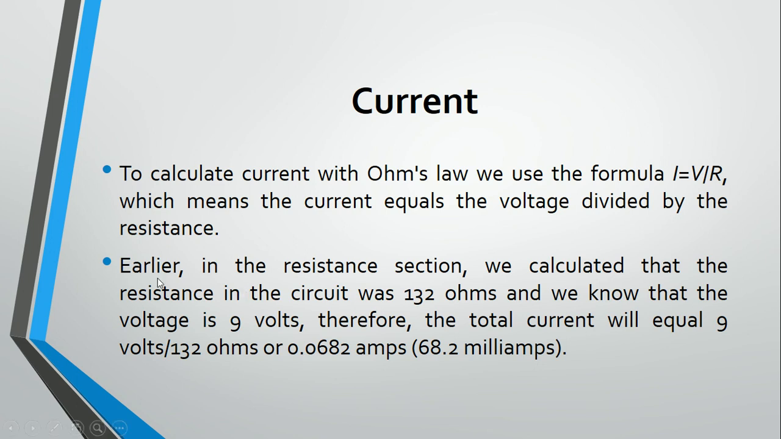Earlier, in the resistance section, we already calculated that the resistance in the circuit was 132 ohms, and we know that the voltage is 9 volts. So the formula is V over R, 9 divided by 132 ohms, or 0.682 amps. Or again, move it 3 decimal places to the right, so we have 68.2 milliamps, to make the value more significant.